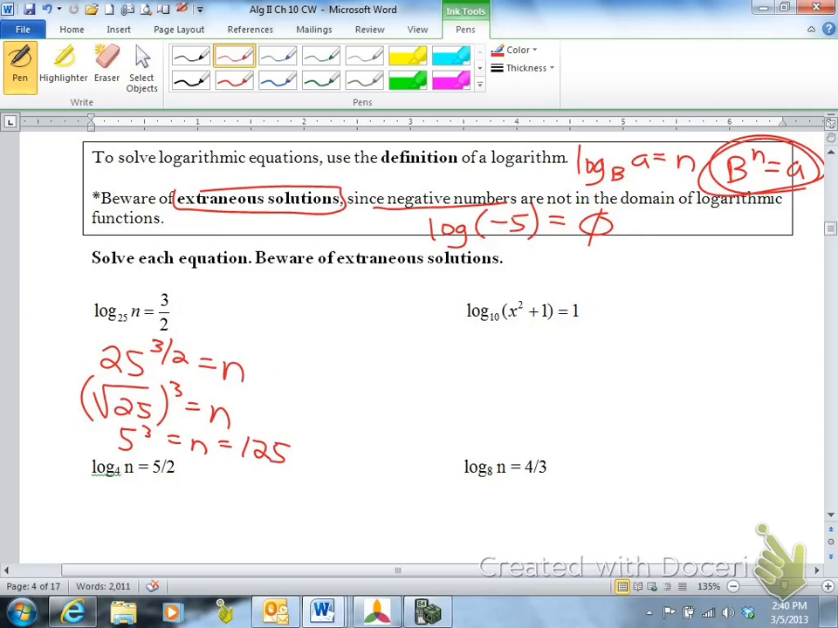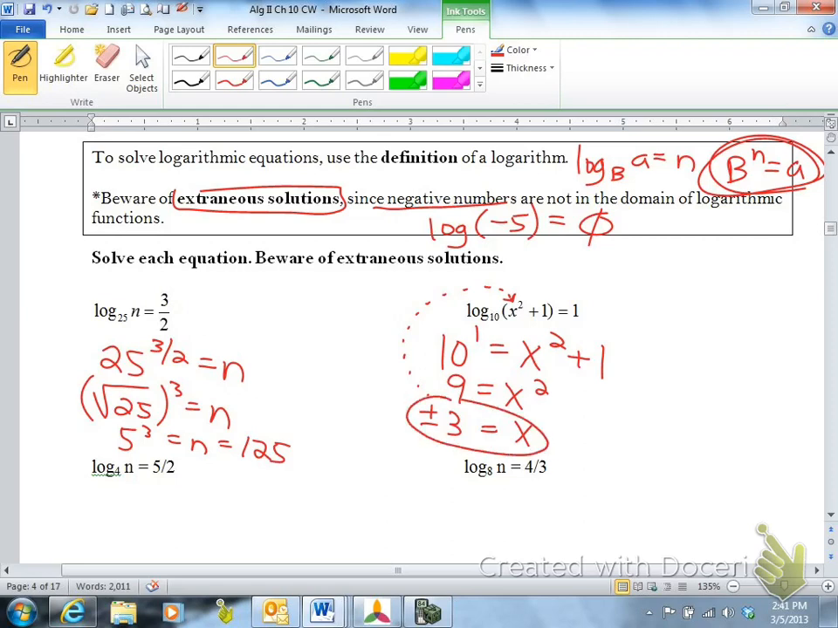The next one we could rewrite as 10 to the 1st equals x squared plus 1. And to solve for x, we don't really need to factor. We could just subtract 1 from both sides, and then take a square root, and we get plus or minus 3. 3 squared is 9, and negative 3 squared is 9. And notice when you plug in 3 or negative 3 into the original, you're going to square it, and both will be positive. So you have log of a positive number, so both answers are acceptable.